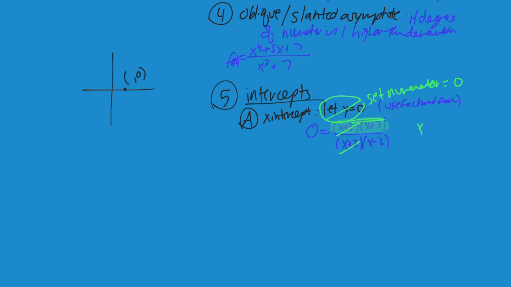So x plus 3 equals 0, so x is equal to negative 3. So that means your x-intercept is really negative 3 comma 0. Okay, so that's how you find it, is set the numerator equals 0. That's how you figure out what x values make the y become 0. Okay, the next thing is we want to find the y-intercept.